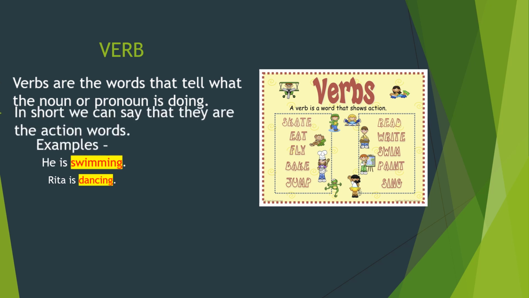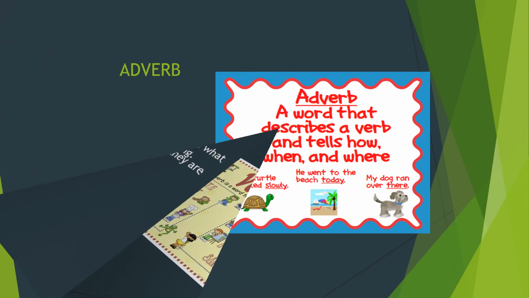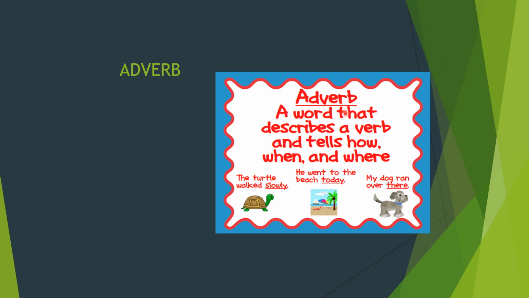Now let's talk about the next part of speech, which is an adverb. Now what is an adverb? An adverb is a group of words that describes a verb and tells how, when, and where that action is being performed. So you can see words that add meaning to a verb or that describe a verb are called adverbs. So here you can get the definition.